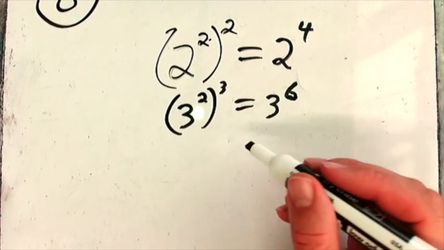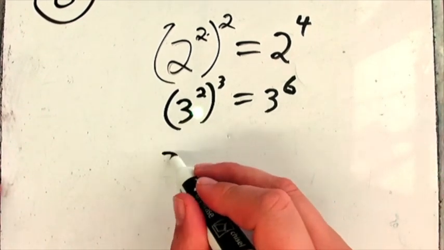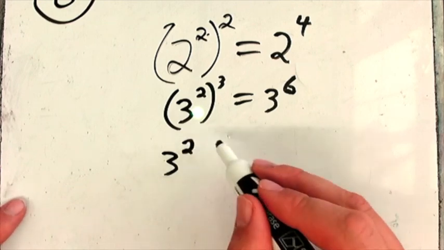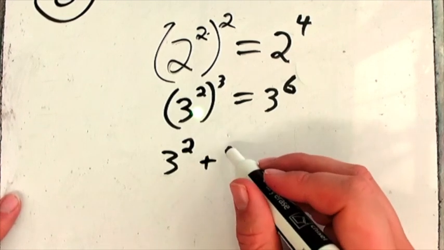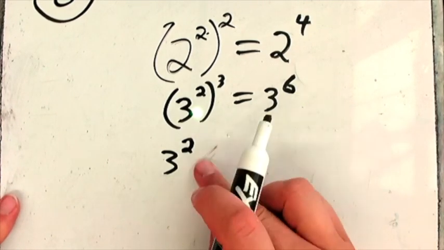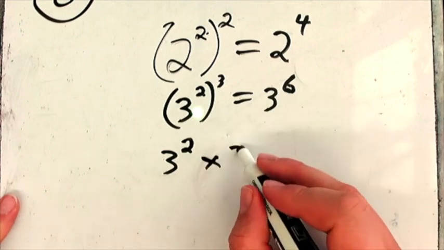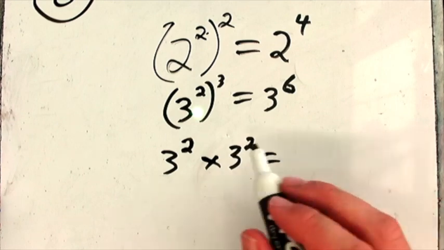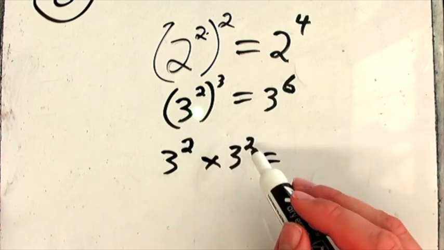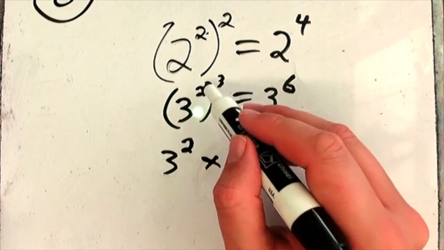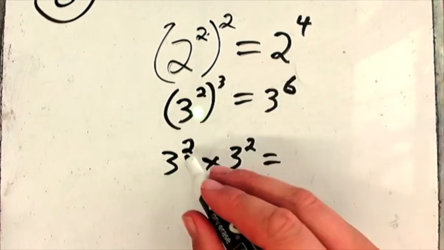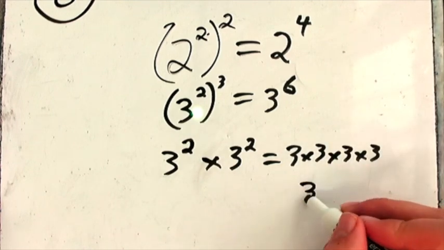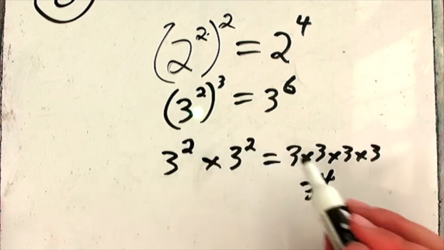And another rule that you might see is that if I have 3 squared times 3 squared, well, then I'm just going to add those two exponents. So here I multiplied it, right? I got 2 times 3 is 6. But here, that's like writing out 3 times 3 times 3 times 3. Well, that is just 3 to the 4th. So I added 2 plus 2 to get 4.